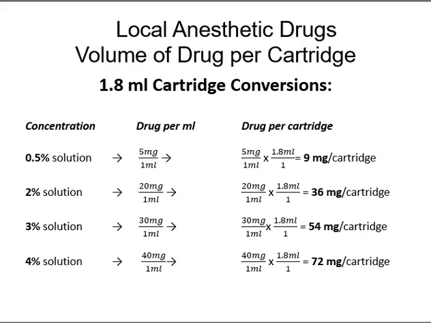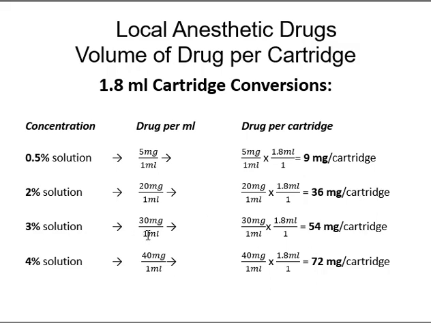And this is what it looks like for each of the local anesthetic drug percentages that we have. So the 2% solution you get here, you understand that this means 20 milligrams of lidocaine per 1 milliliter of water. And we multiply it by how much the cartridge is that you're delivering. So the milliliters cancel out, right? Milliliters cancel out, and you get 20 times 1.8, and that's 36 milligrams per 1.8 milliliter cartridge.